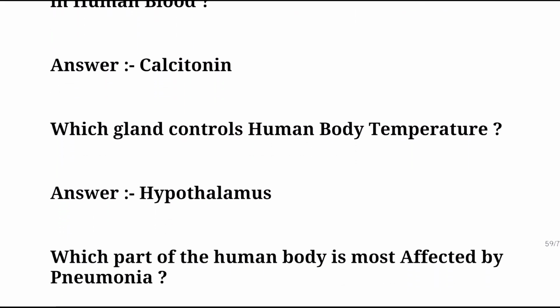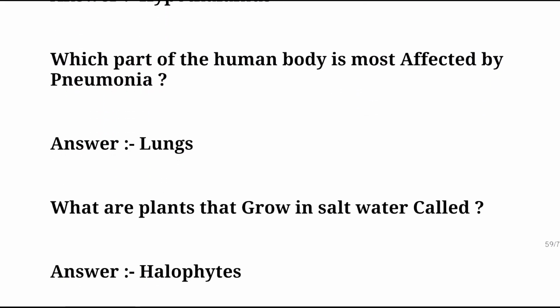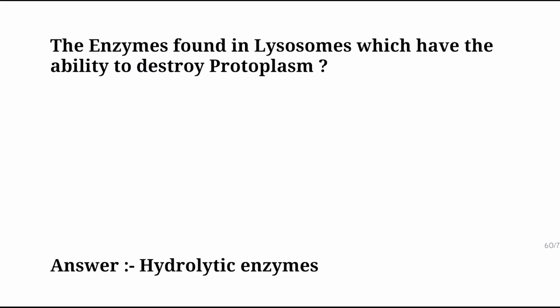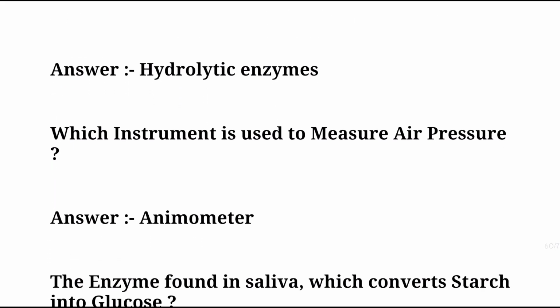Answer: calcitonin. Which gland controls human body temperature? Answer: hypothalamus. Which part of the human body is most affected by pneumonia? Answer: lungs. What are plants that grow in salt water called? Answer: halophytes. The enzymes found in lysosomes which have the ability to destroy protoplasm? Answer: hydrolytic enzymes. Which instrument is used to measure air pressure?